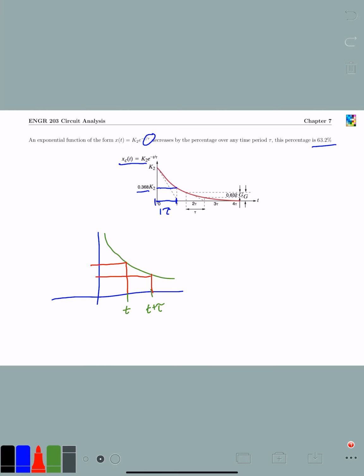And so this particularly is going to be useful in the lab when you want to try to measure tau. You're going to look at your graph and you're going to try to figure out how long it takes to decrease by 63.2%, and that will then give you your time constant, tau.